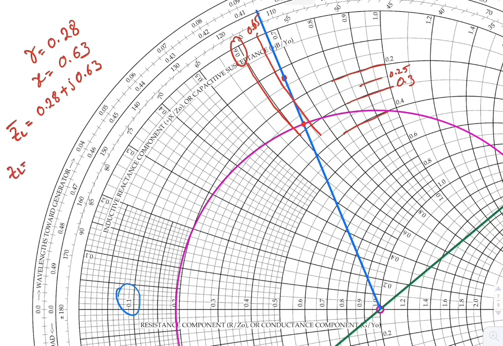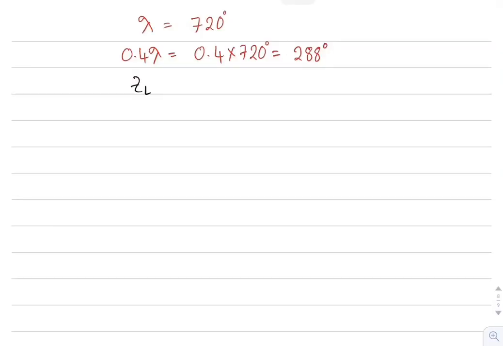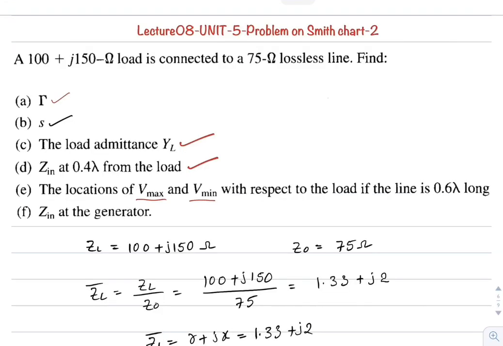If you want absolute impedance, then ZL equal to ZL bar multiplied with ZO, that equal to 0.28 plus J times 0.63 multiplied with characteristic impedance 75, that is equal to 21 plus 47.25 J. ZL at a distance of 0.4 lambda is 21 plus 47.25 J ohms.